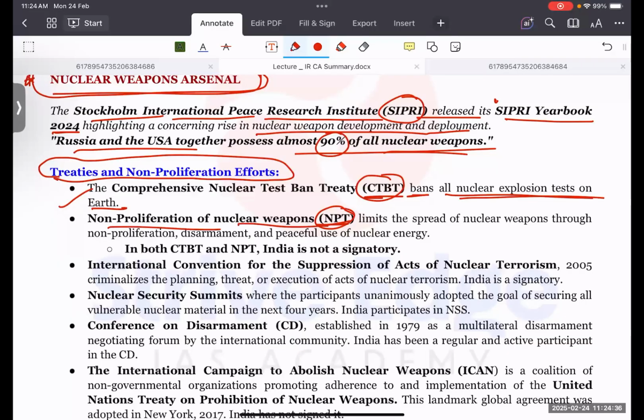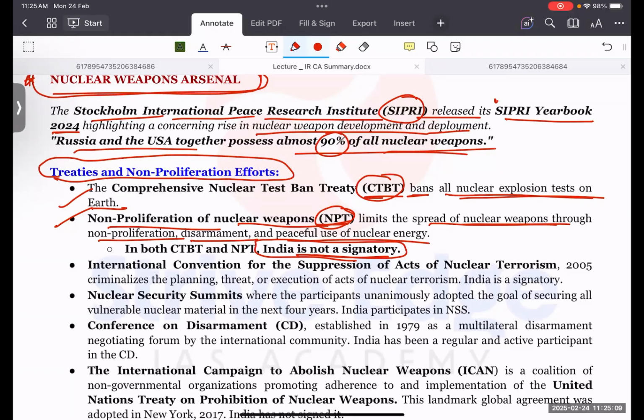It is saying limiting the spread of nuclear weapons, non-proliferation, disarmament and peaceful use of nuclear energy. So you should not proliferate nuclear weapons. You should disarm whatever you have, and then you have to use nuclear energy for peaceful purposes, one example being electricity generation. In these two treaties, India is not a signatory. India did not sign this because we have a nuclear program, so we cannot go for a comprehensive ban on this one.